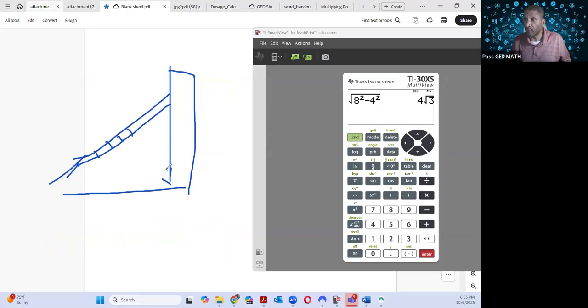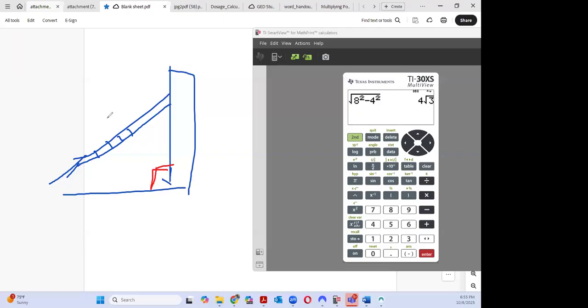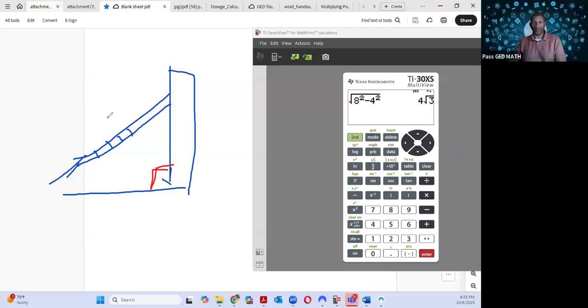What did you just form right there? That's my right triangle. Yeah. My ladder is my hypotenuse. You already know. Now you know. Identify my A, B, and C.